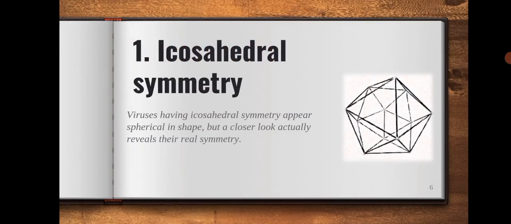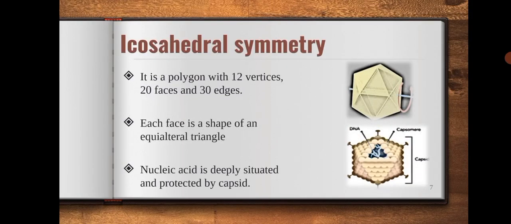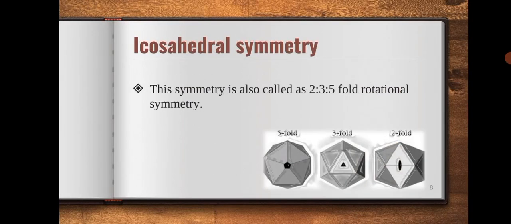First is the icosahedral symmetry. Viruses having icosahedral symmetry appear spherical in shape, but a closer look actually reveals their real symmetry. It is a polygon with 12 vertices, 20 faces, and 30 edges. Each face is the shape of an equilateral triangle. Nucleic acid is deeply situated and protected by the capsid. This symmetry is also called 2:3:5 fold rotational symmetry.